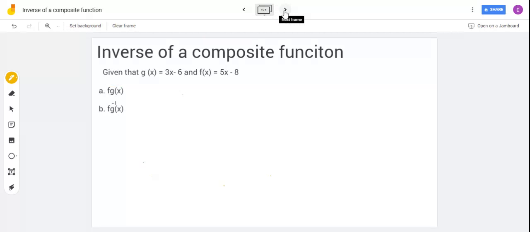So now we're going to look at the opposite. So we're going to start off now with f of g of x, so we start with f of x. So that was 5x minus 8. And remember, for the x, we're going to substitute the g of x function. So g of x is 3x minus 6. That should have been 3x minus 6.